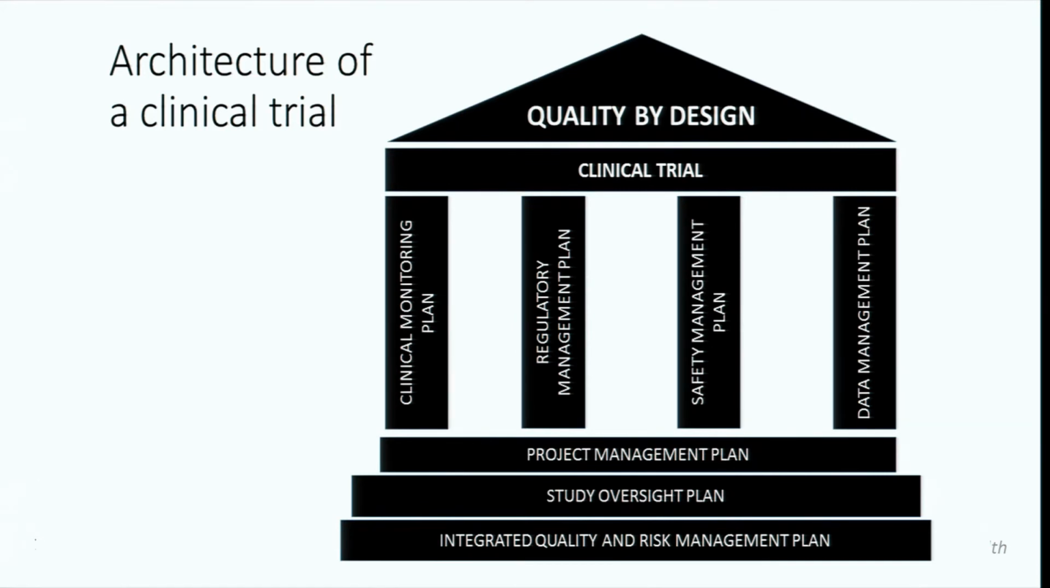Embarking on everything from a project management perspective really keeps the train on the track, out of the ditch, and moving forward, because you want to eliminate issues with delays and risks with just the things not running smoothly. And then a study oversight plan, and overall an integrated quality and risk management plan. So that seems like a lot of planning and a lot of paperwork, but you'd be surprised.